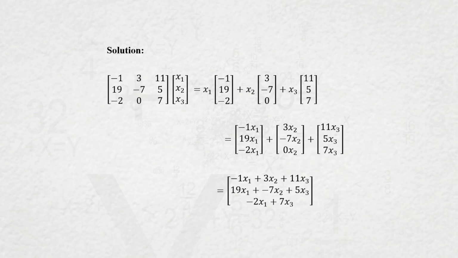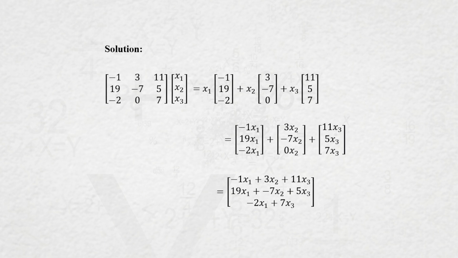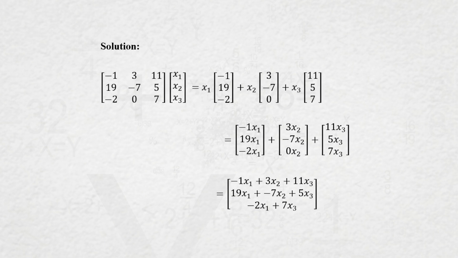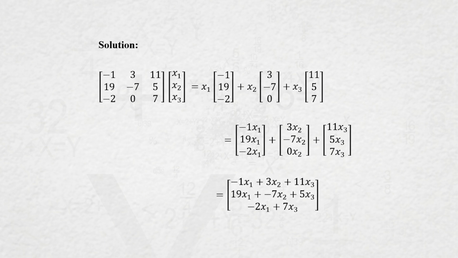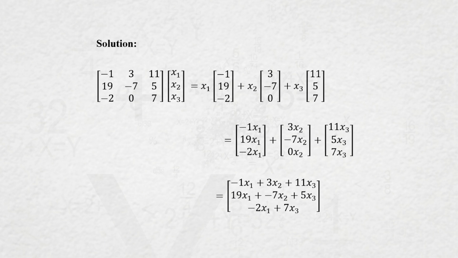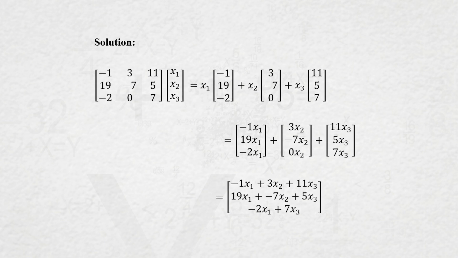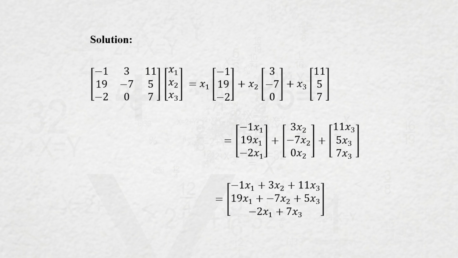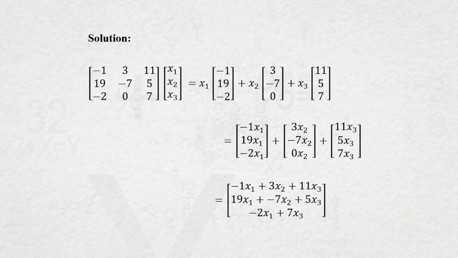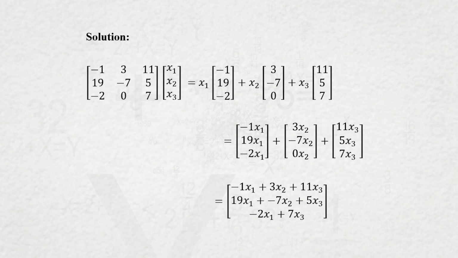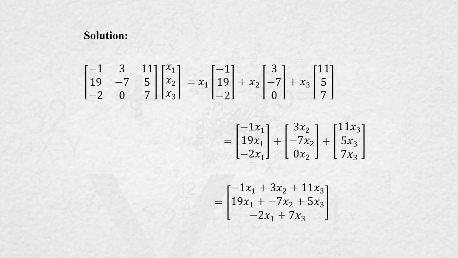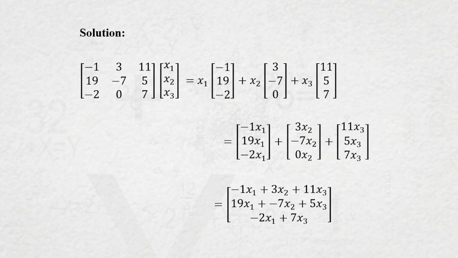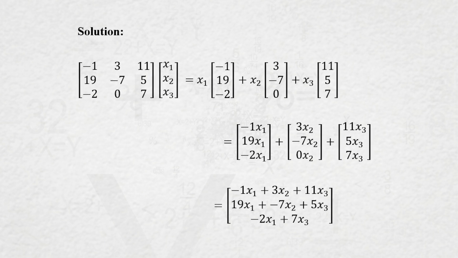So, here consider the matrix [-1, 3, 11; 19, -7, 5; -2, 0, 7] that is given to you, and the column matrix, and this is just a simple multiplication. You will have x1 multiplied by (-1, 19, -2), plus x2 multiplied by (3, -7, 0), plus x3 multiplied by (11, 5, 7), and at last you have this matrix, which is again a column matrix. The first entry of the column matrix is -x1 + 3x2 + 11x3, the second entry is 19x1 - 7x2 + 5x3, and the third one is -2x1 + 7x3. So, this is how we compute Ax, and this is just a normal matrix multiplication method, you can easily compute.